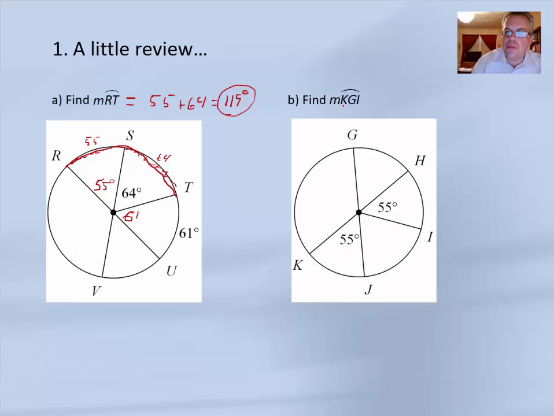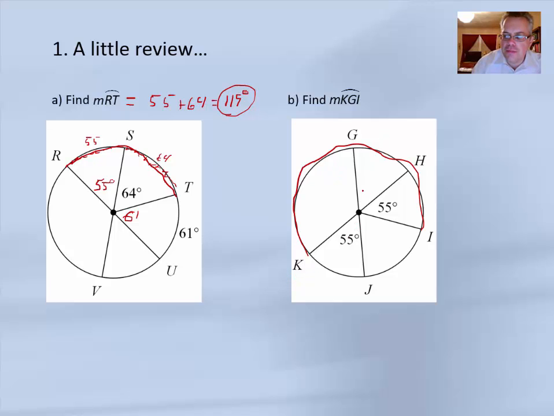Okay, let's do our second review problem. I want to find the measure of KGI. KGI is all of this. It starts here and goes all the way around here. Okay, so how do we find that? Well, let's try to find the pieces.